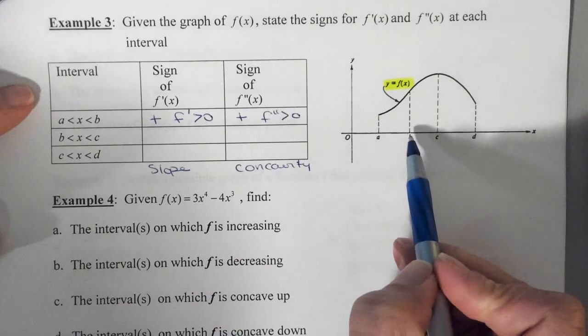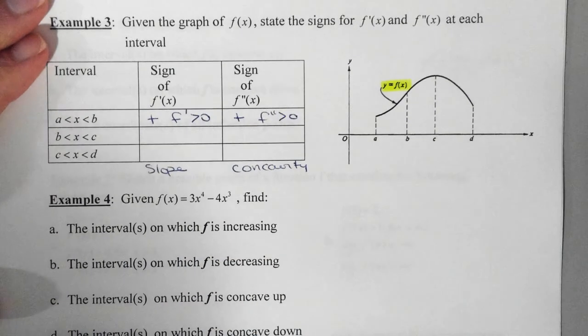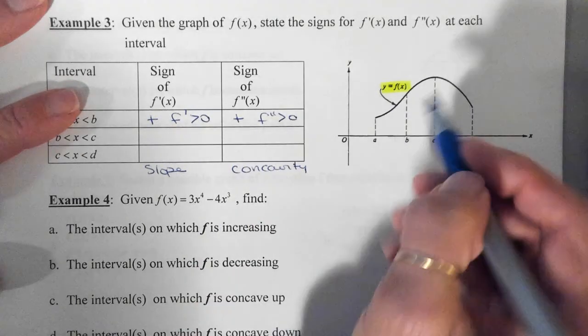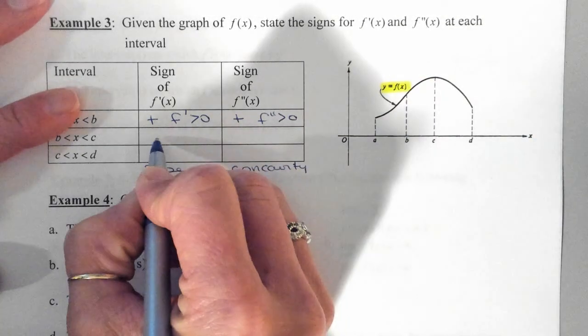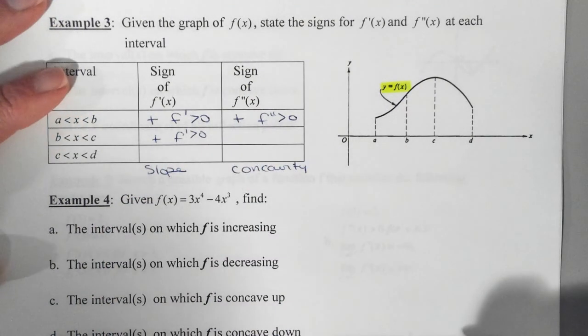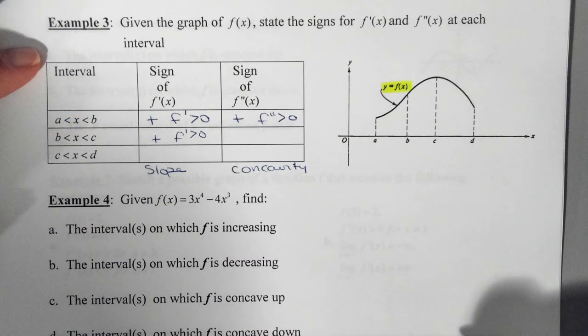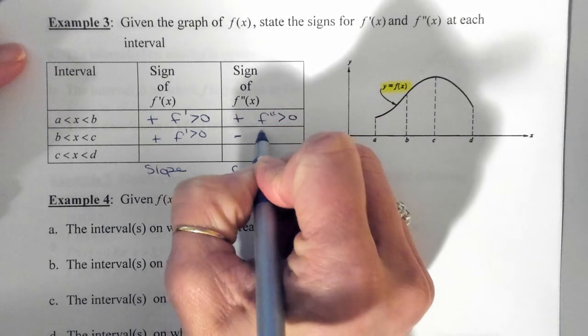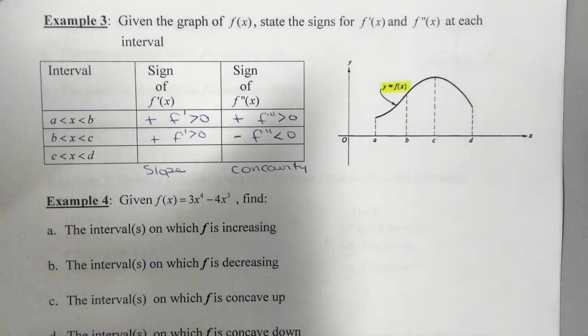So let's look at B to C. Okay, slope, positive or negative? Definitely positive, right? From here to here? Okay, positive. F prime is greater than 0. F double prime, we're looking at the concavity. Positive or negative? Concave up like a cup or concave down like a frown? Down, for sure, right? Frown. So this is negative. F double prime is less than 0.